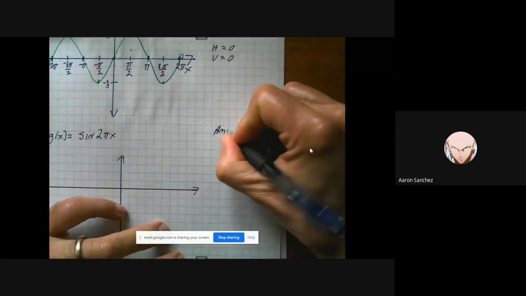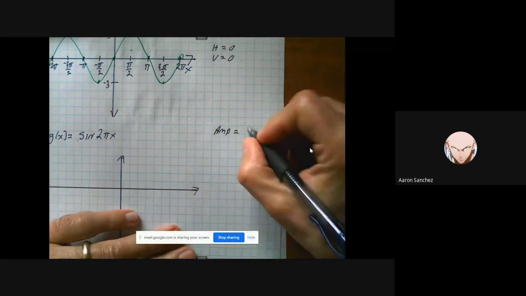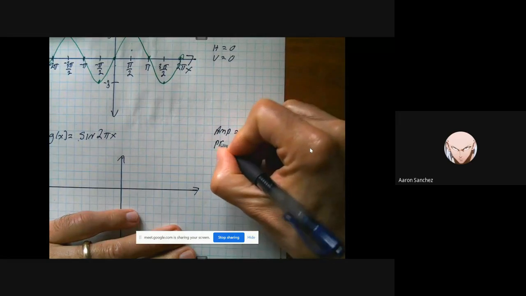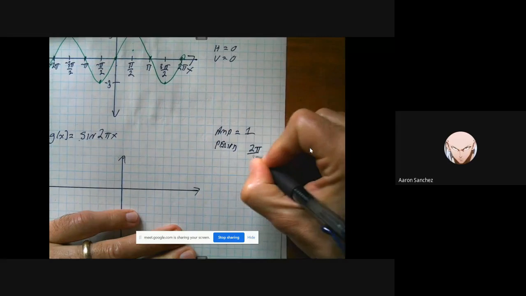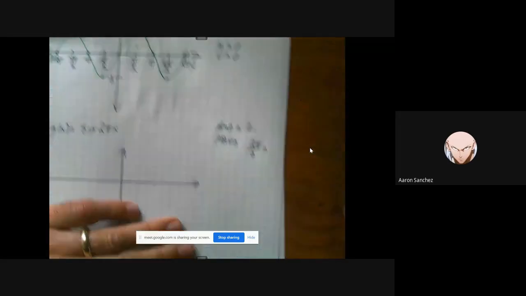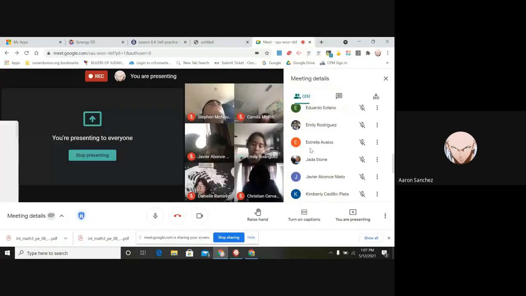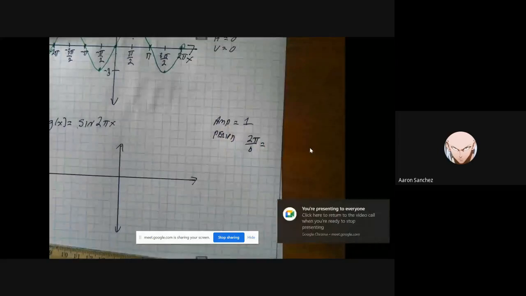It's the period. So I'm going to write down everything that we have. The amplitude is 1, so it's normal. It stays the same as 1. The period: remember, period is 2 pi over b. So you guys count. What is the period going to be? That means it finishes its cycle at that, okay?